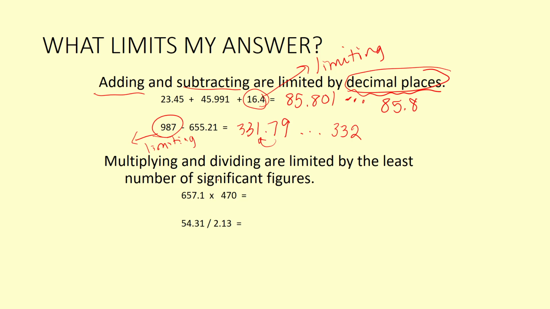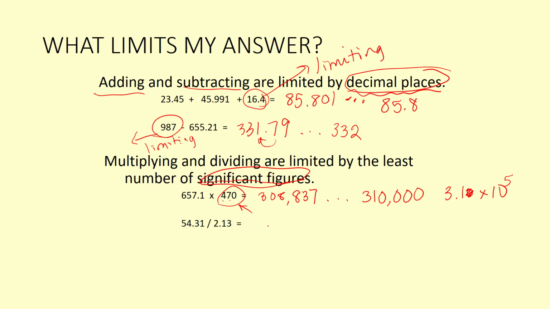Multiplying and dividing are limited by significant figures. All right, so I would multiply these together, and I get a big number, 308,837. So I have to look at my data. This is my limiting factor because it only has 1, 2 significant figures. So my answer can only be 310,000, and that's it. I could also put that in scientific notation, 3.1 times 10 to the 1, 2, 3, 4, 5.